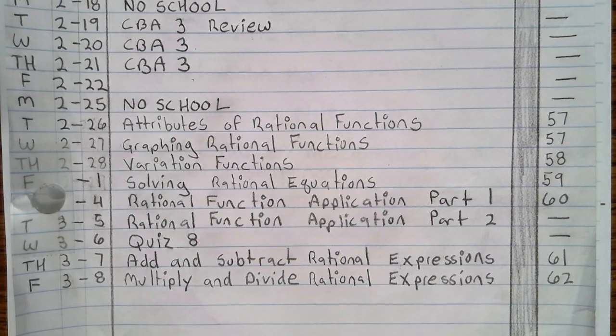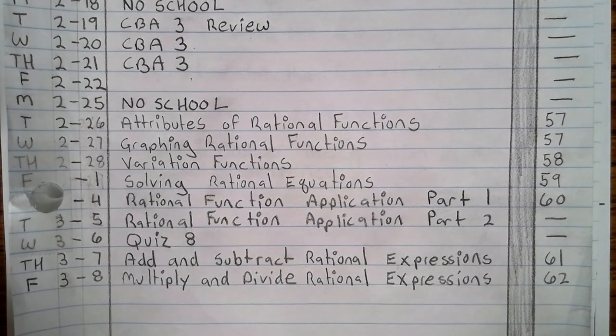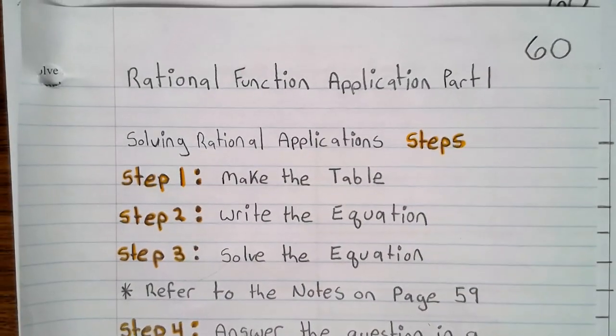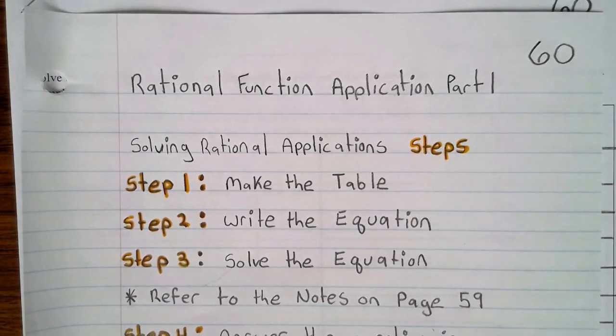Okay, Wildcats. Today we're looking at Monday, March 4th, Rational Function Applications Part 1 on page 60. If you would, update your table of contents. All right, now your table of contents are updated. Let's take a look at the notes. Rational Function Application Part 1 on page 60.